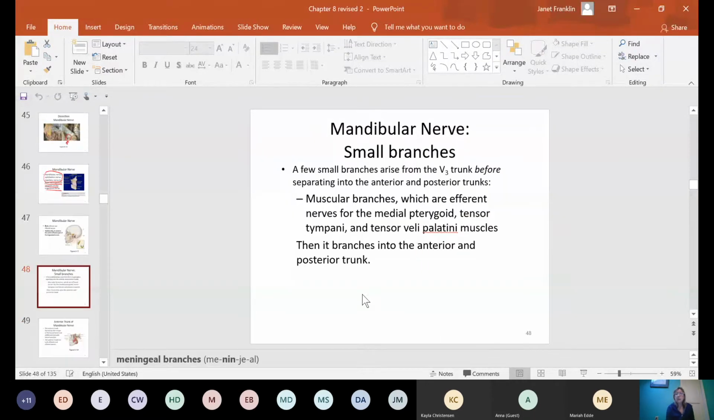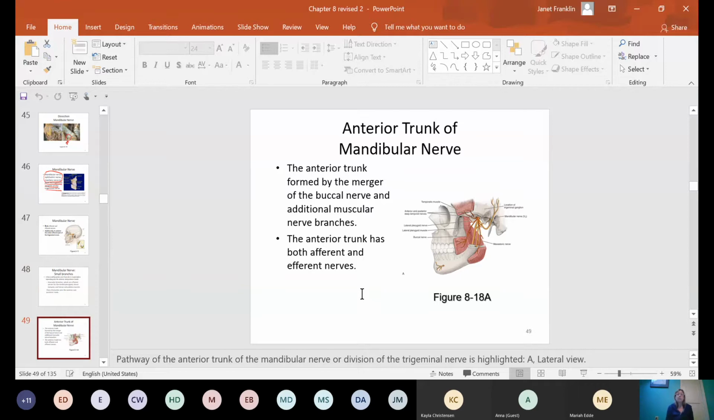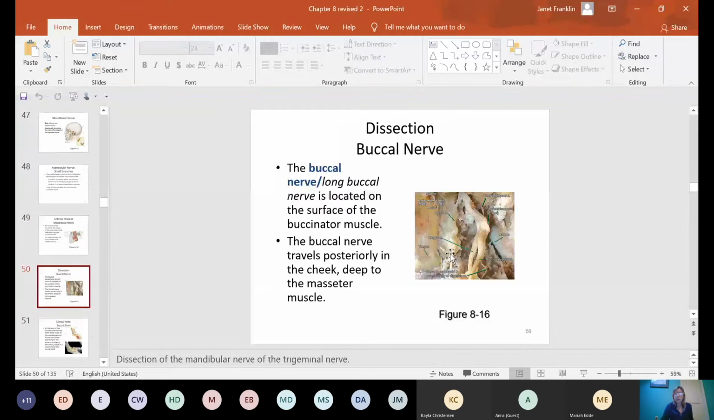There are lots of smaller branches that come off the mandibular division. There's an anterior trunk and a posterior trunk. The anterior trunk is formed by the merger of the buccal nerve. If you look over here, you can see where it branches out. The buccal nerve comes out here, goes through the buccinator muscle, and innervates your cheek area. These next slides show an actual dissection. I don't like this one.